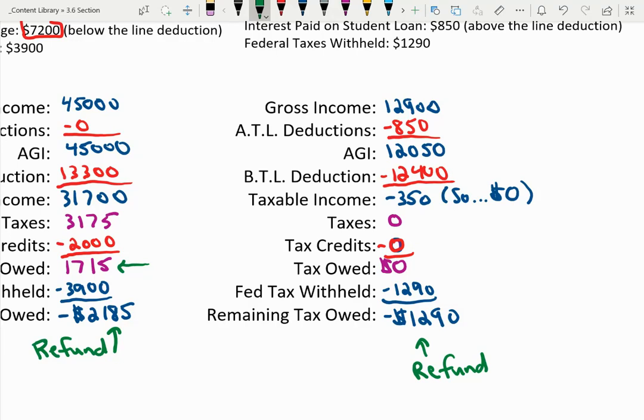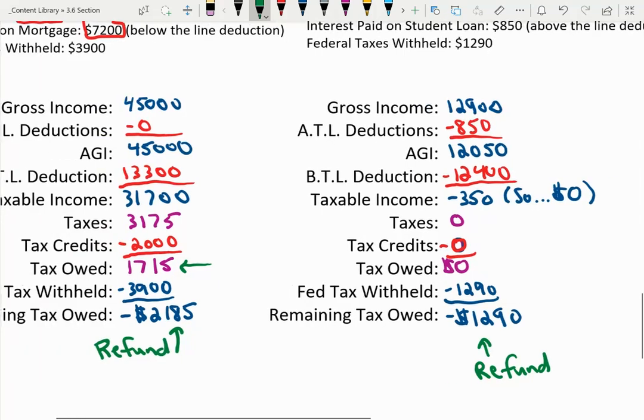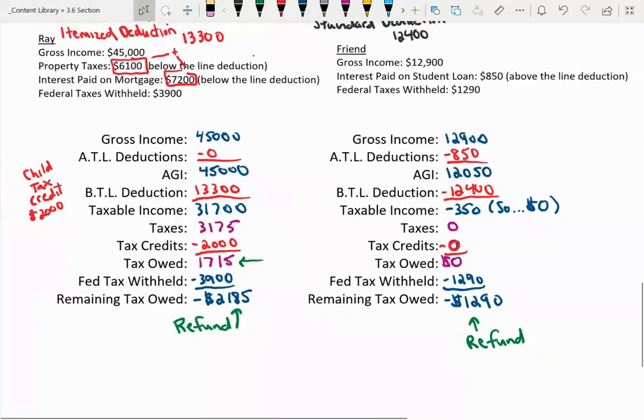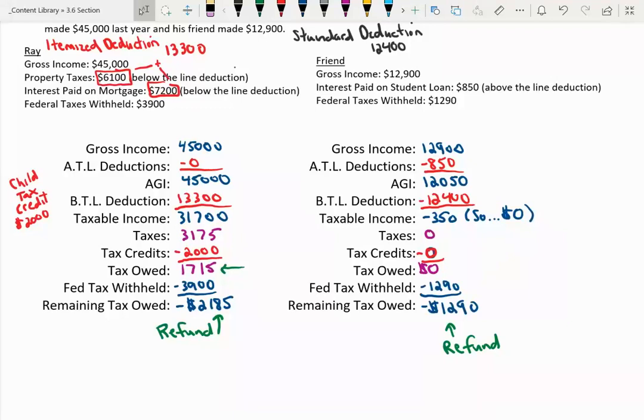All right. So those are two examples of how you would calculate how much taxable income you would have, as well as if you would potentially get a refund or not, or owe more.